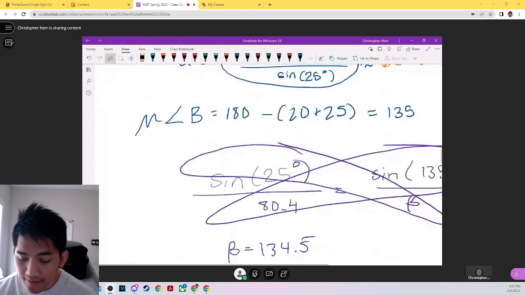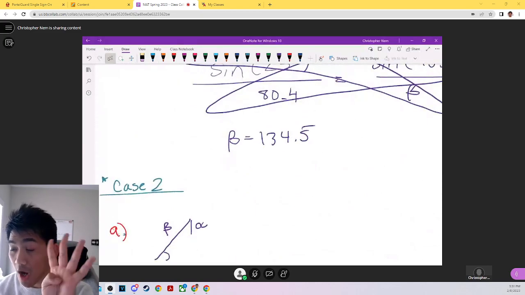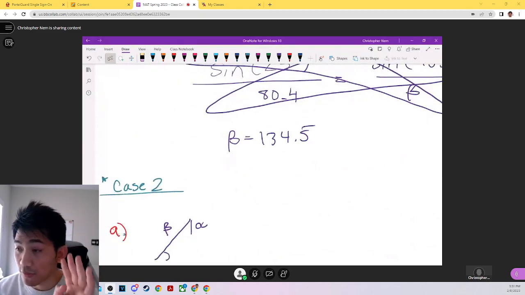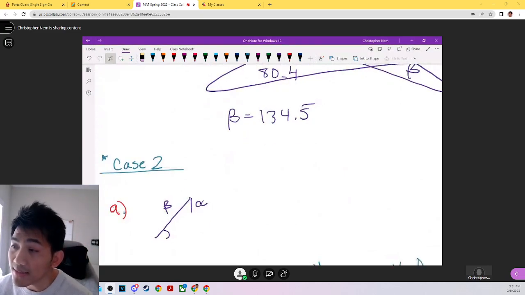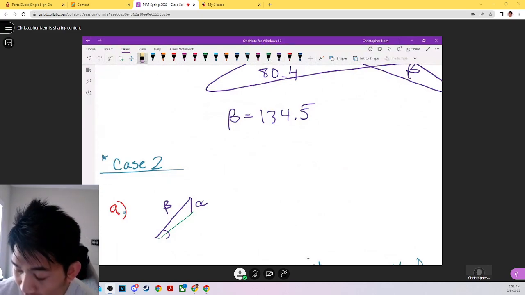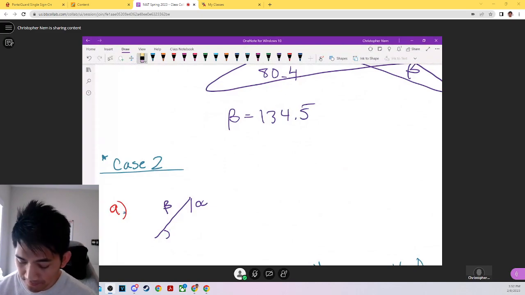Now we go into case 2. Case 2 has 4 different options. The first option is if I have my 2 predetermined sides and the angle, however, there is no way for me to make this a triangle. One of the predetermined sides is way too small. If I wanted to try to create a triangle out of this, it would look something like this. However, that predetermined angle is too big for that to even work. This is an impossible triangle. There's no solution in this case.